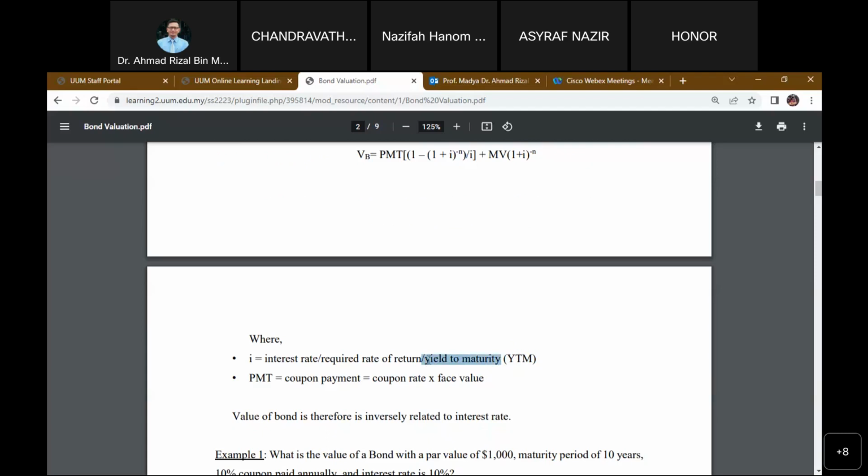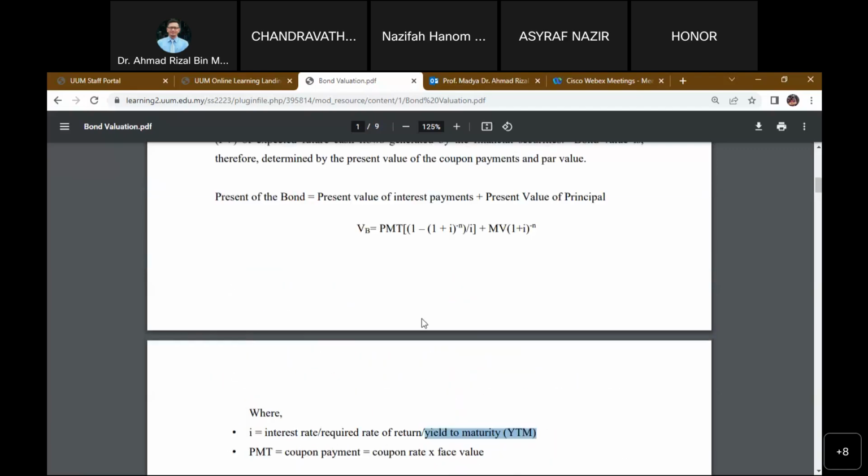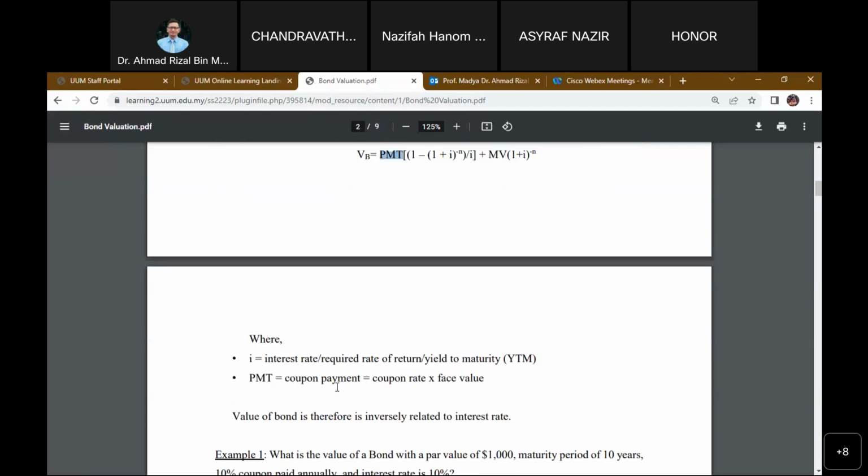This concept is very important later as we explore more into this bond valuation topic. Now, I use PMT to be consistent, as I said, to standardize on the original formula. But for the case of a bond, this PMT is actually the coupon payment. How do you calculate a coupon payment?